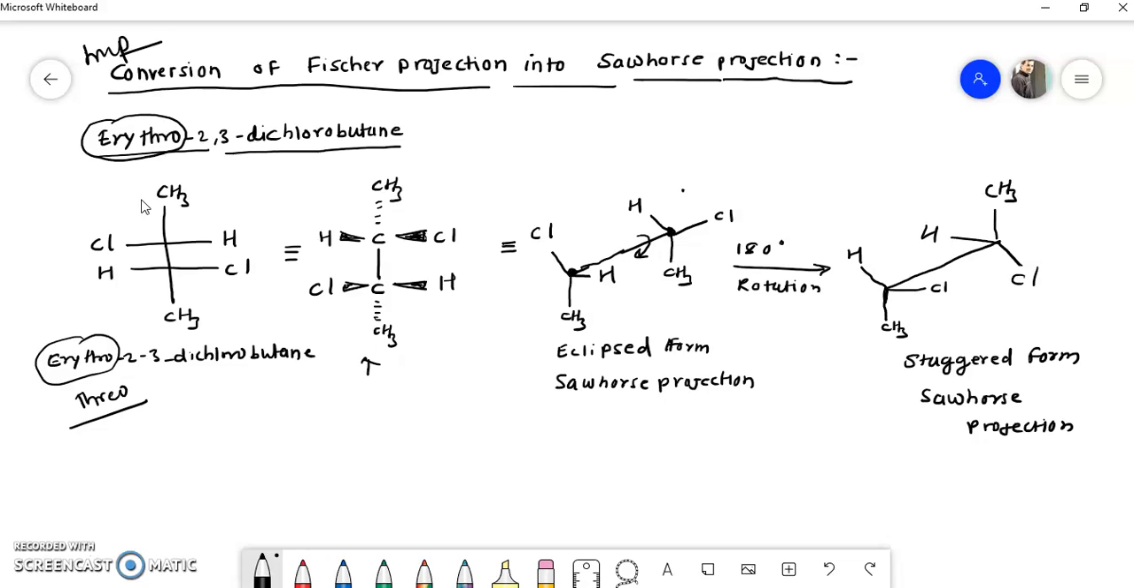So you might have any structure in front of you, you can convert it into the eclipsed form of Sawhorse projection from the Fischer projection formula, and then by rotating one of the carbon atoms by 180 degrees, you will convert it into the staggered form of Sawhorse projection. Okay, so I think this is very simple and clear to you. In this video we have seen how to convert a Fischer projection formula into a Sawhorse projection formula. In the next video we will see how to convert a Sawhorse projection formula into a Fischer projection formula by taking an example. Okay, so thank you, have a nice day, we'll meet in the next video.